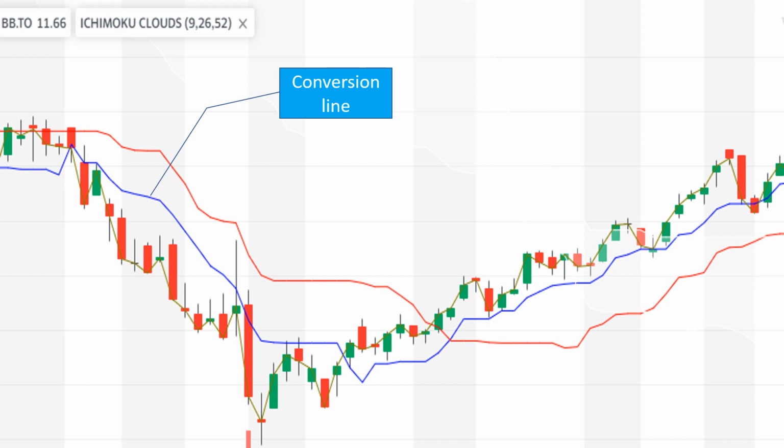The second component is Kijun-sen, the confirmation line, otherwise known as the baseline. It is considered a slow moving average for the medium-term trend, indicated with red color. You can use the baseline as support or resistance levels and put your stop loss to exit your position just like a normal moving average. Conversion line and baseline coincidentally have the same periods as in MACD calculation.